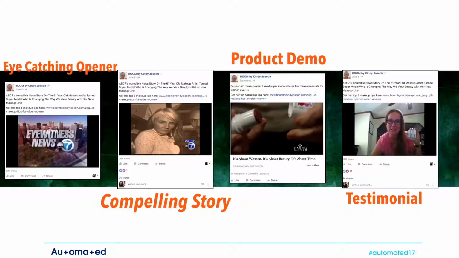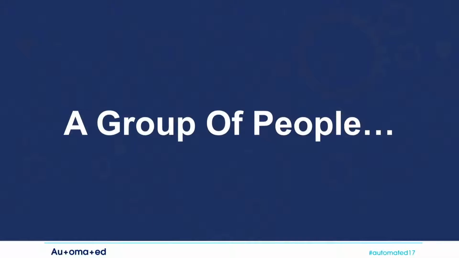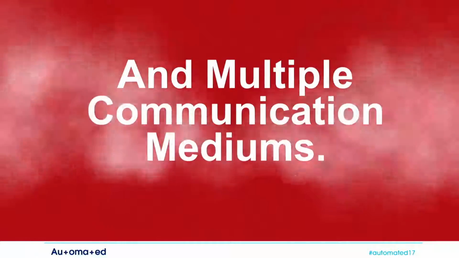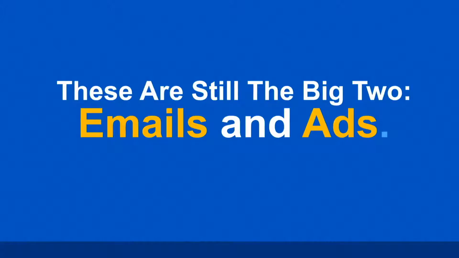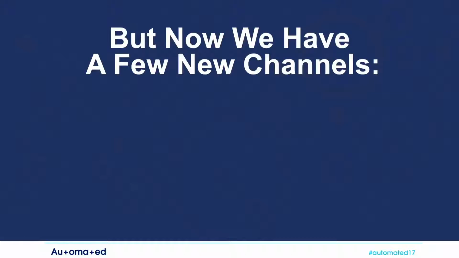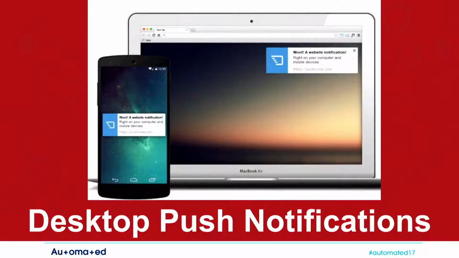So that's kind of the baseline of your automation for paid media. Now I want to get into some higher level automation, leveraging a brand new channel that's available to you. So your business, what is your business really? Well, your business is a group of people and multiple communication mediums. That's all you've got. First it was only email. Then it was pixeled audiences, where you could retarget people based on the pixel audience they were on. And emails and ads are still the big two when it comes to communication mediums. But now we have a few new channels. We've got desktop push notifications, Facebook Messenger lists, and mobile push notifications.